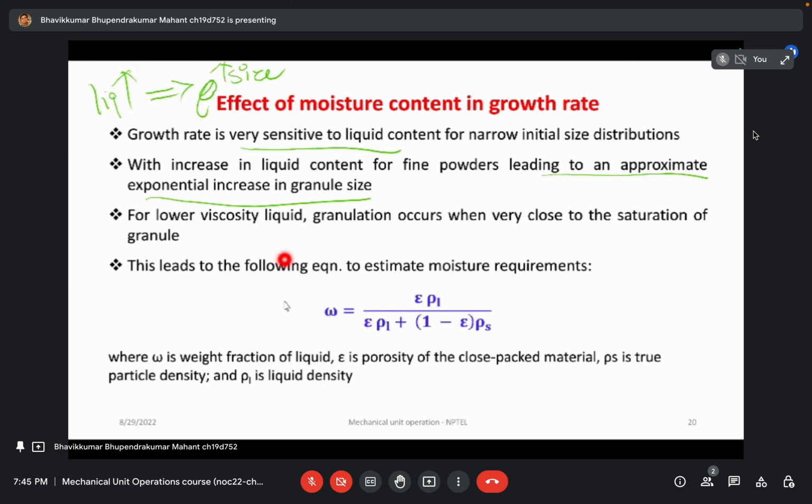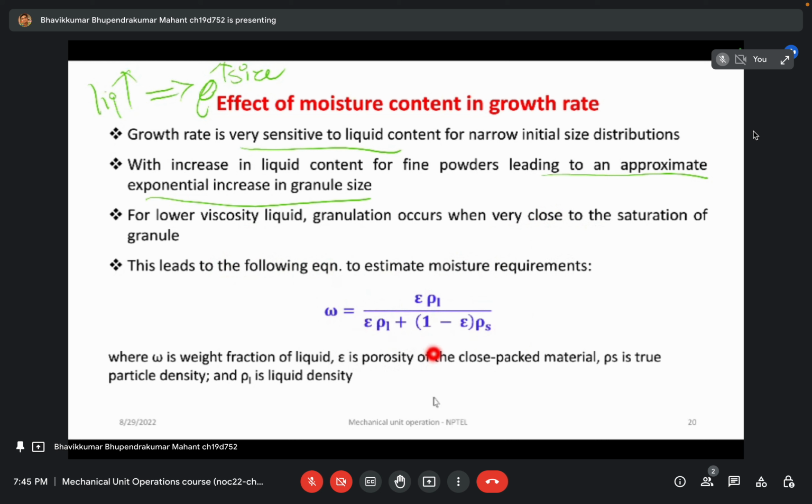So if we use a lower viscosity liquid, then granulation can easily occur at the saturation of the granules. And we can use this estimated equation in order to find the moisture content. So omega is equal to epsilon rho L upon epsilon rho L plus (1 minus epsilon) rho S.